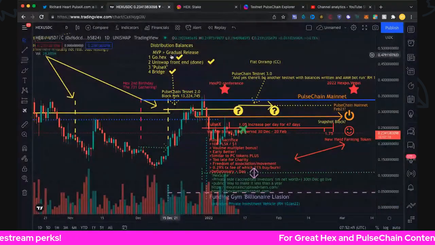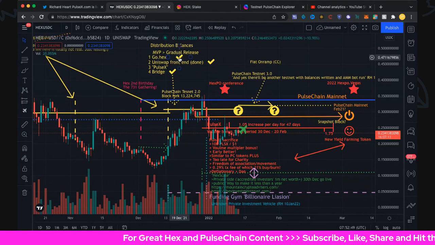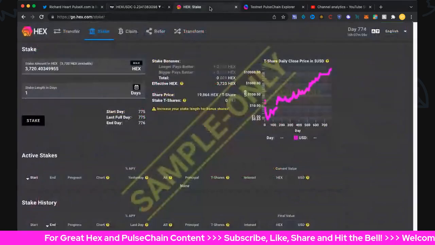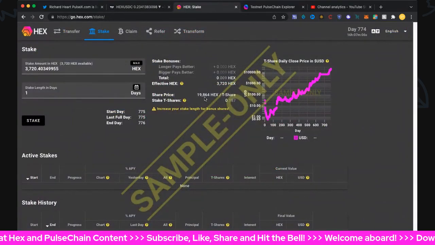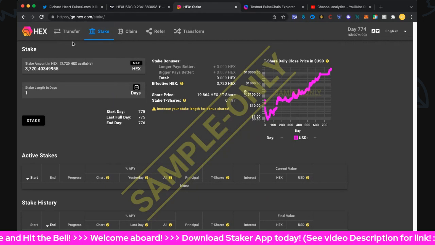So before we do that, of course, go.hex is one of the 4 MVPs that we're expecting, and we've got a tick there. Very, very cool. Let's get into it, of course. Here is an example of the site. Of course, it's got sample only on here. This is exactly the way it looks at go.hex.com, and it's the stake tab.